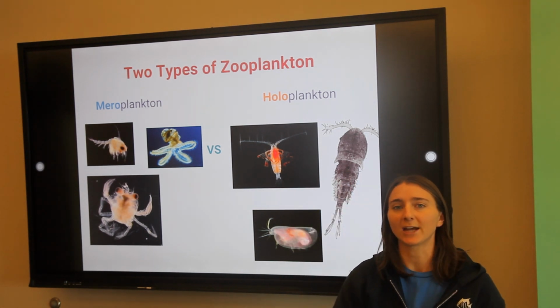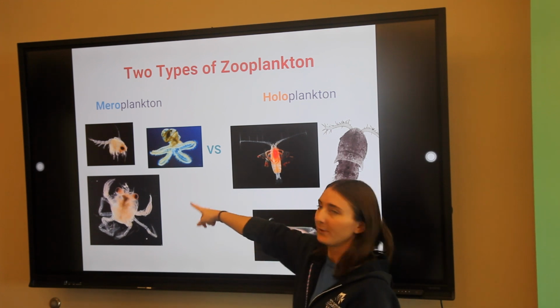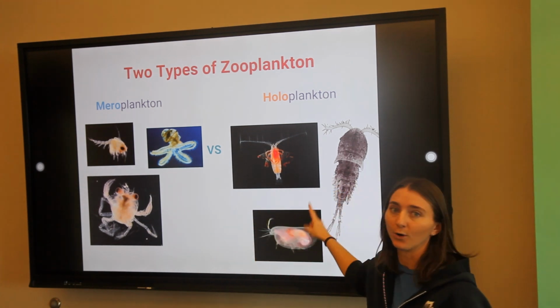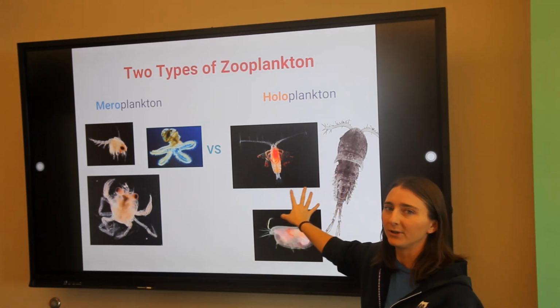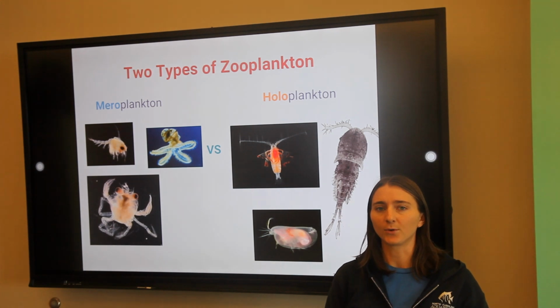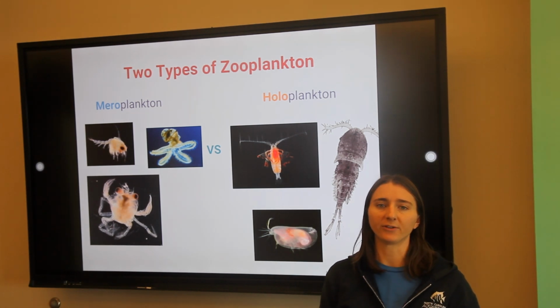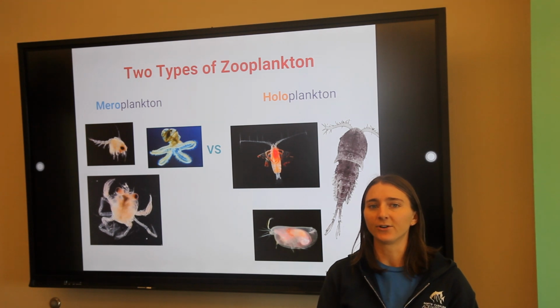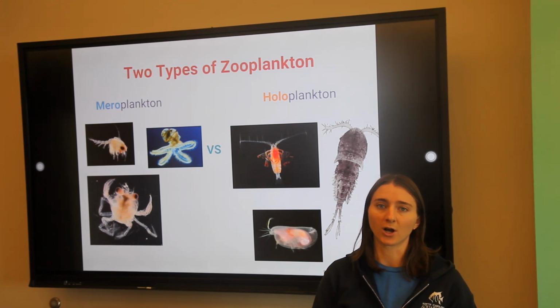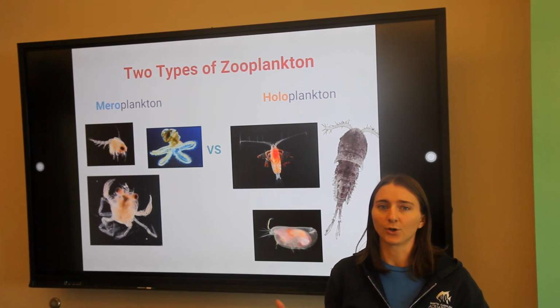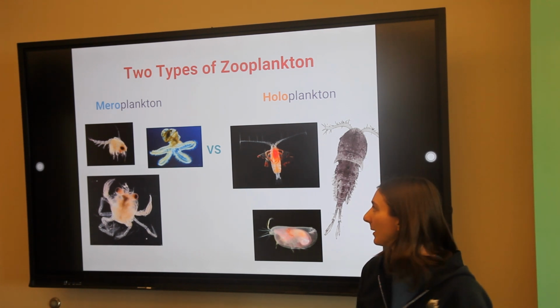Now we're going to talk about our animal plankton, or our zooplankton. So there's two main types of this as well. We have meroplankton and we have holoplankton. Holoplankton means these animals are going to be planktonic for their whole life. So they're always going to be floating and drifting. They're never going to grow up to be bigger and stronger. They're always just going to have to go wherever the current takes them.